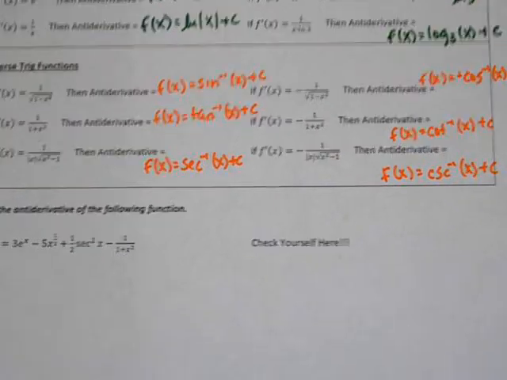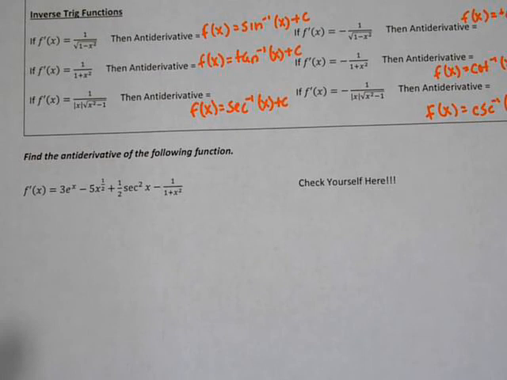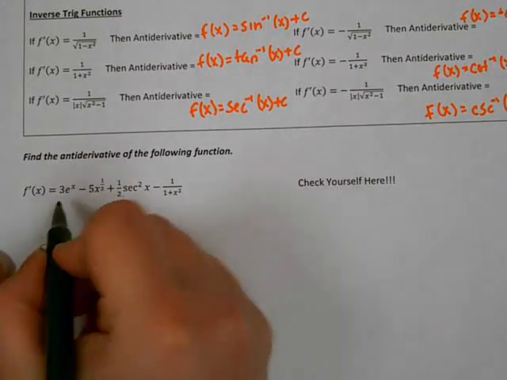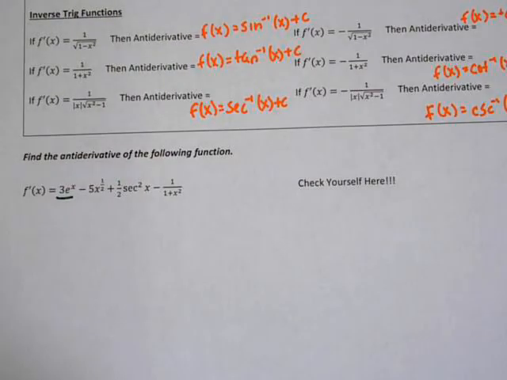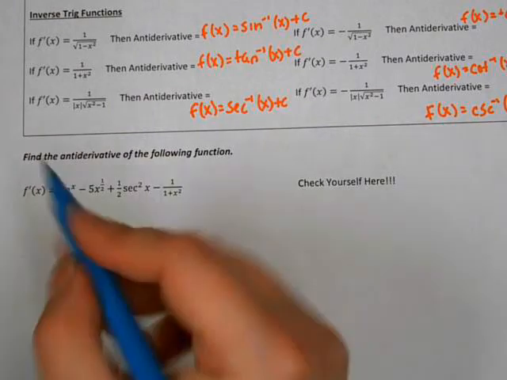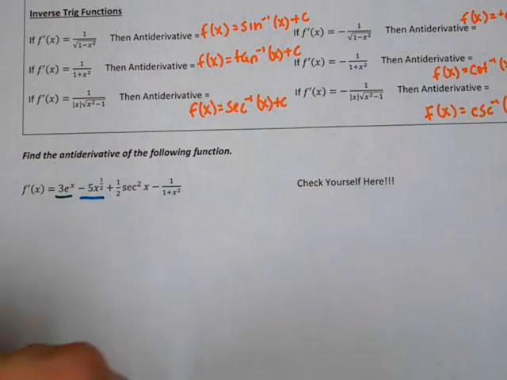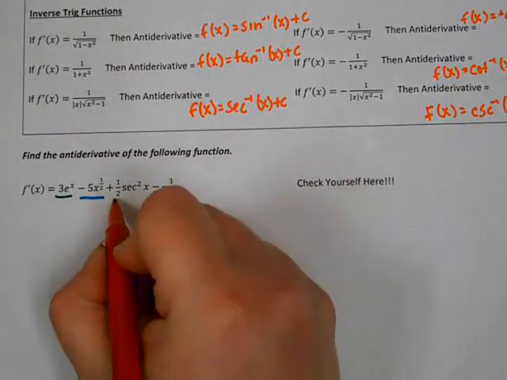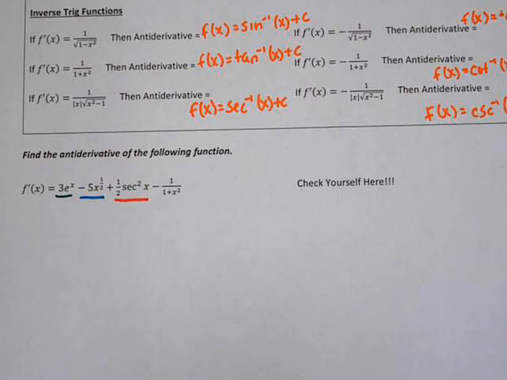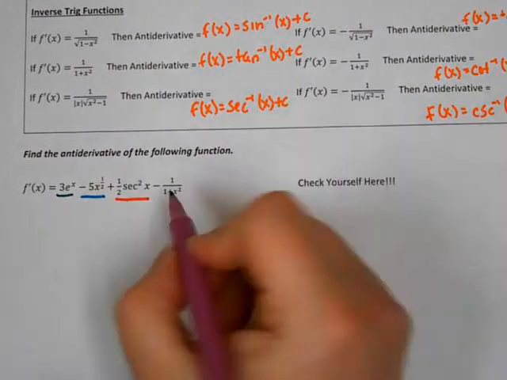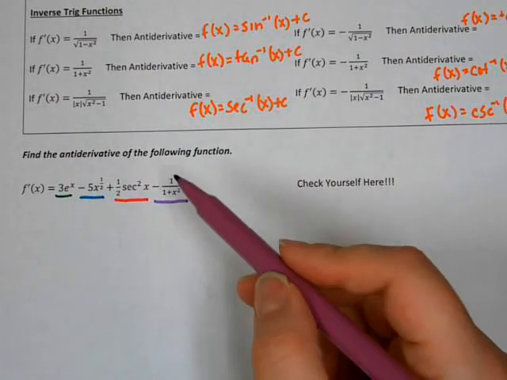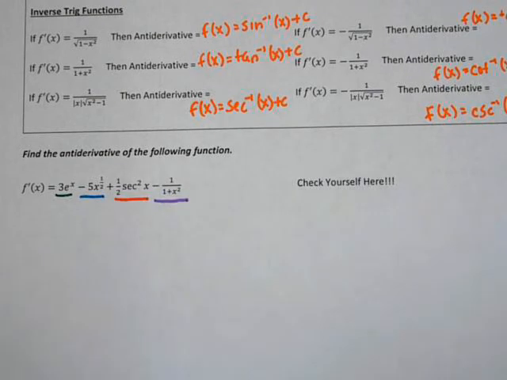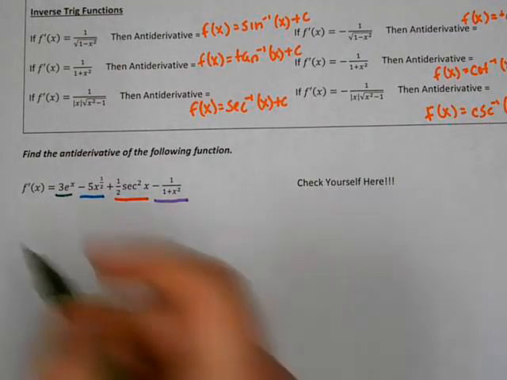So let's take a look at one example really quick. Find the antiderivative of the following function. When you look at this, you should hopefully be able to see four separate pieces. So I see 3e to the x, and then I see minus 5x to the 1/2, and then there's a 1/2 secant x squared, and there's a minus 1 over 1 plus x squared. All right, so we're going to take a look at each piece individually.